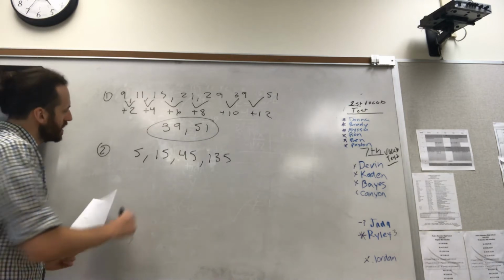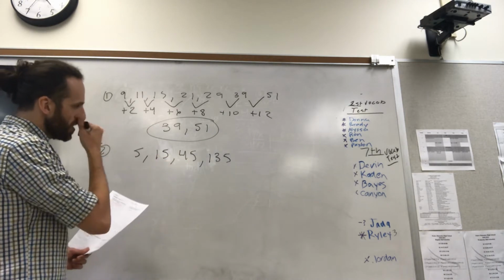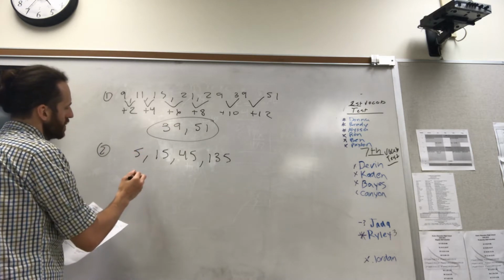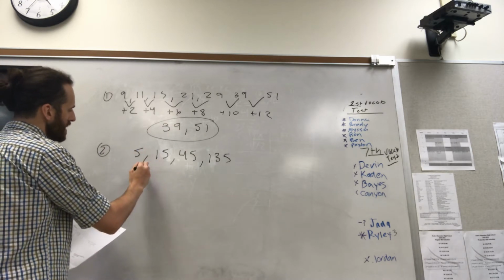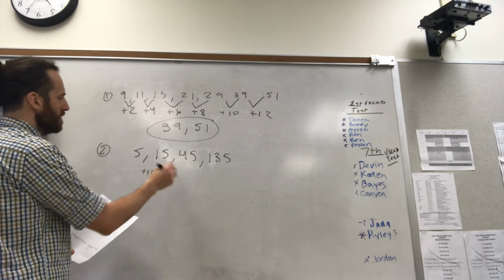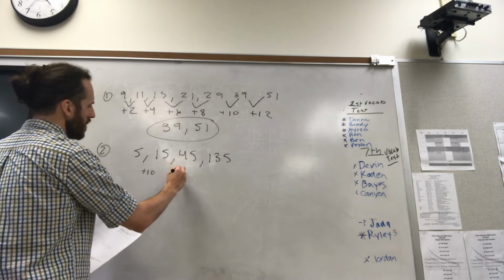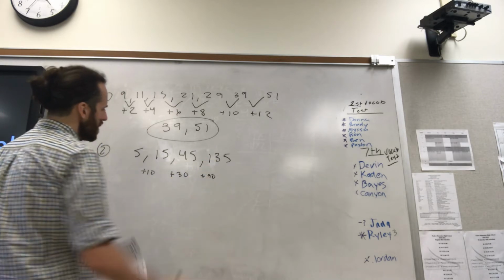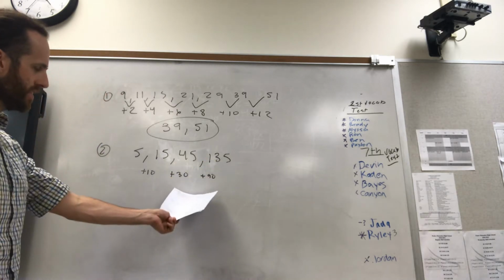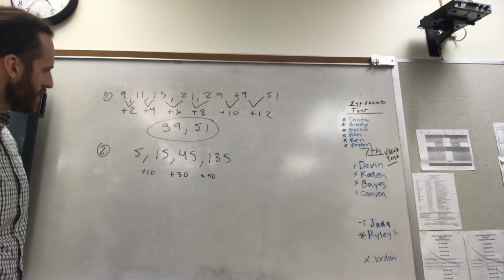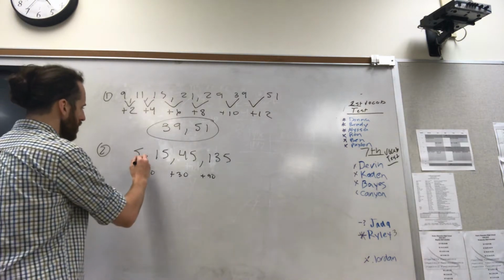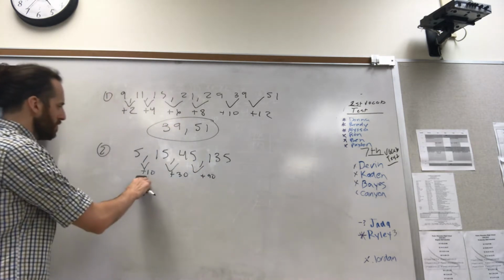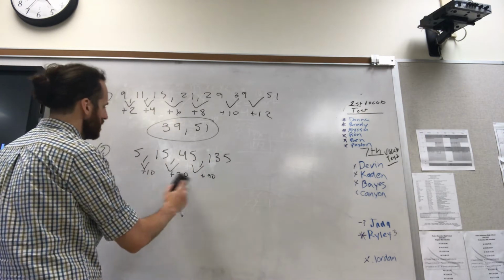we can see another pattern. What can we find out? Well, between 5 and 15, they're adding 10. Between 15 and 45, they're adding 30. 45 to 135, they're adding 90. That's not really much of a pattern, is it? I'm not seeing too many familiar things here between each of these numbers. One's going up from 10 to 30 to 90. Not really a great pattern.